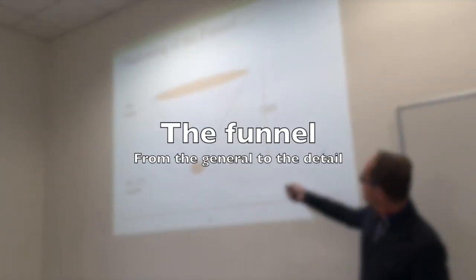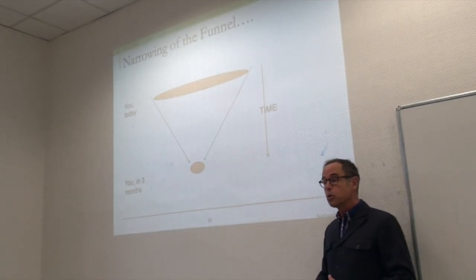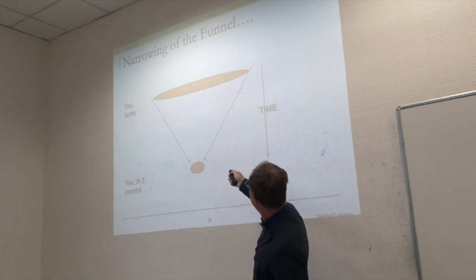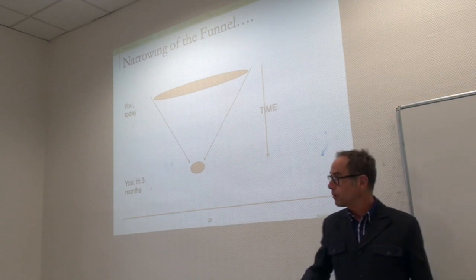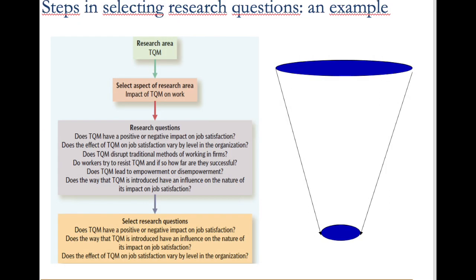Research looks now like that. You're here today in a funnel. In 3 months you will have your focused research question. So the aim is to come from a general approach to a very focused approach where you have one precise research question. One example, you want to work on the research area total quality management. Then you would select the aspect of research area. For example, the impact of total quality management on work or on the service domain. And then you will formulate research questions. So for example, does total quality management have a positive or negative impact on job satisfaction?